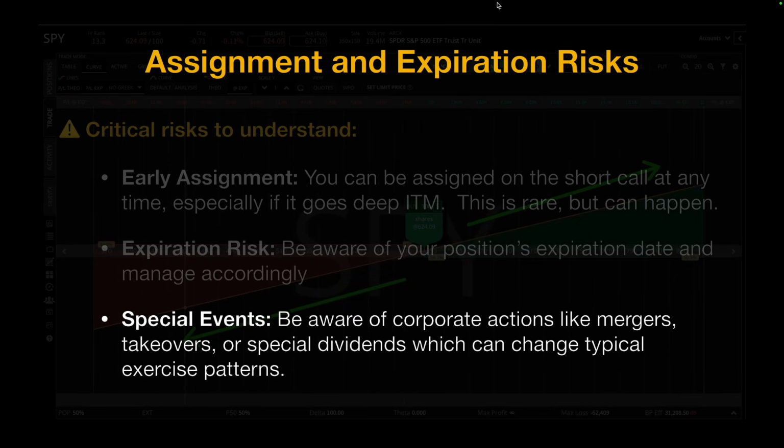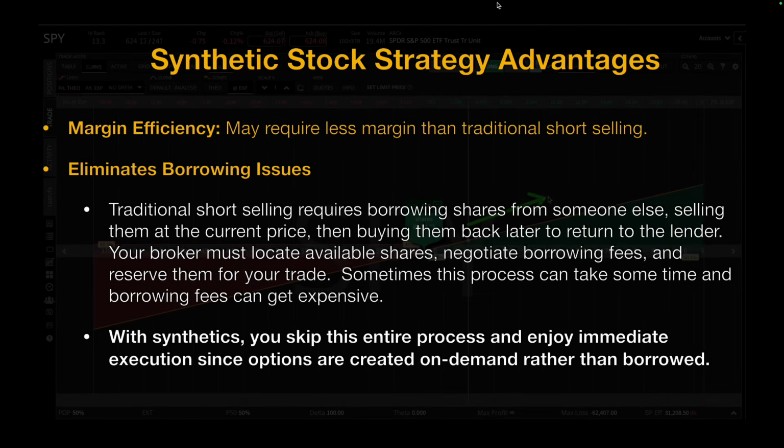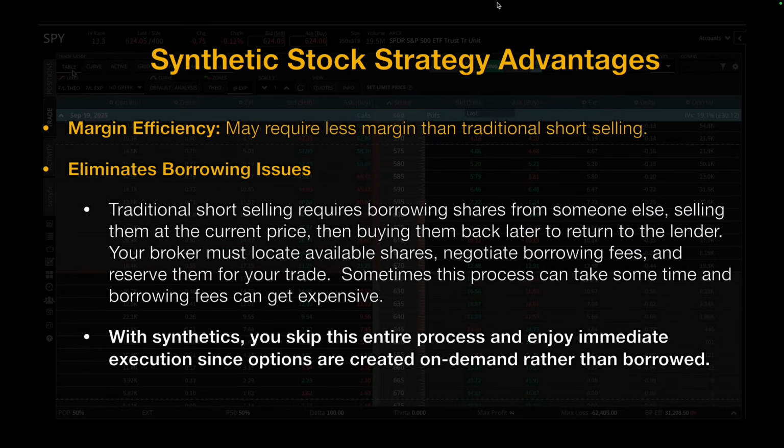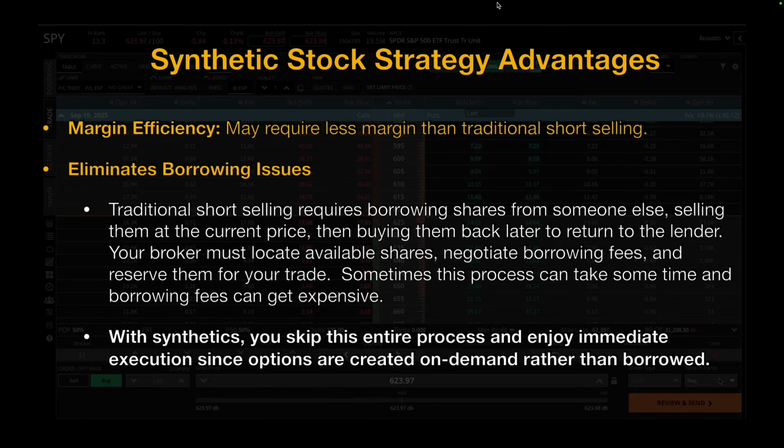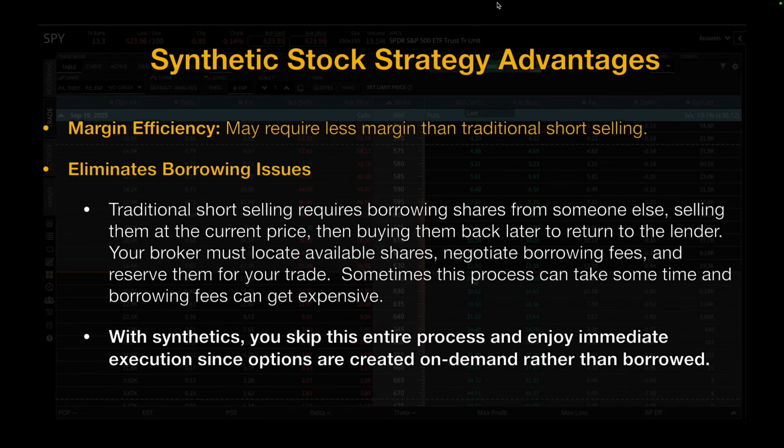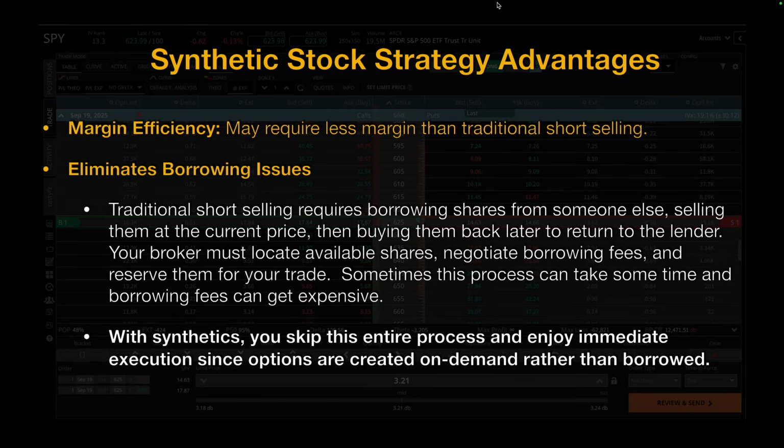So I want to talk about another synthetic stock strategy advantage other than margin efficiency, which we just covered in detail. And that is that it eliminates borrowing issues. Traditional short selling requires borrowing shares from someone else, selling them at the current price, and then buying them back later to return them to the lender. In order to do this, your broker must locate available shares, negotiate borrowing fees, and reserve them for your trade. And sometimes this process can take some time and borrowing fees can get expensive.